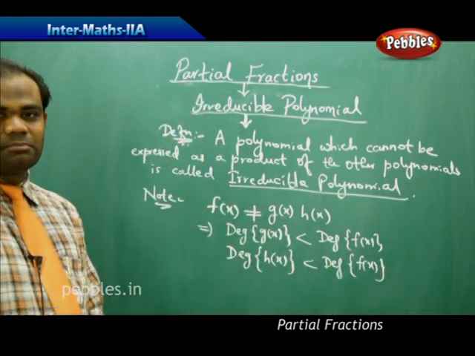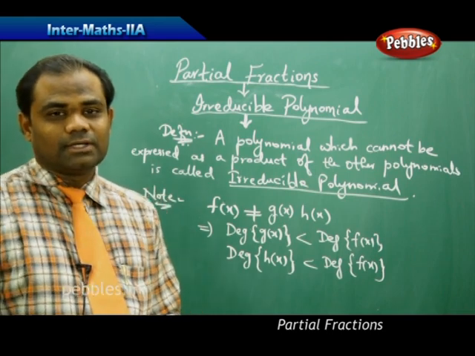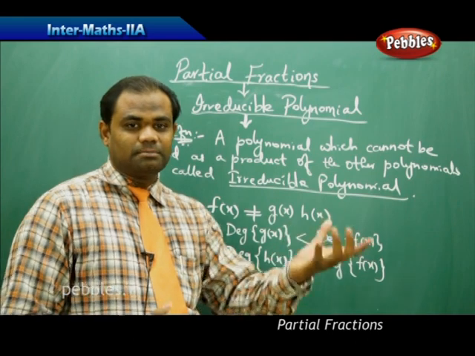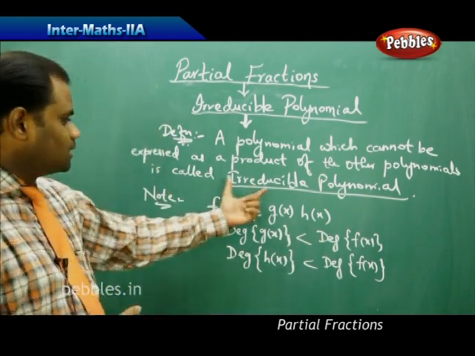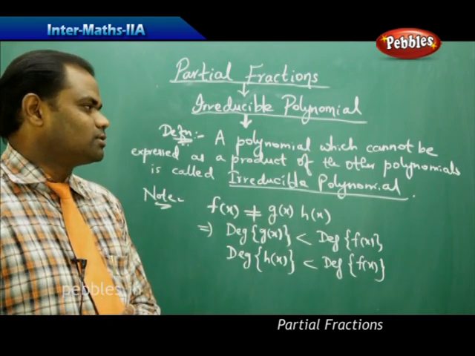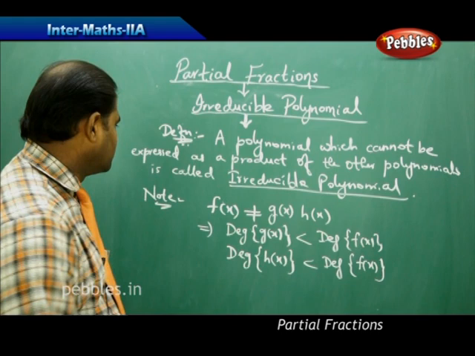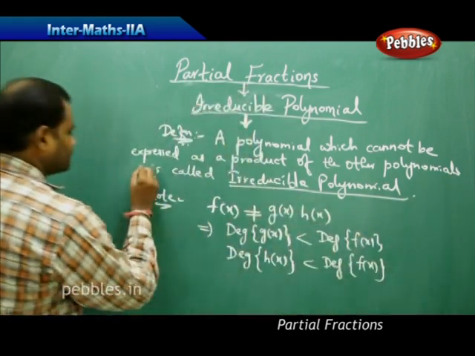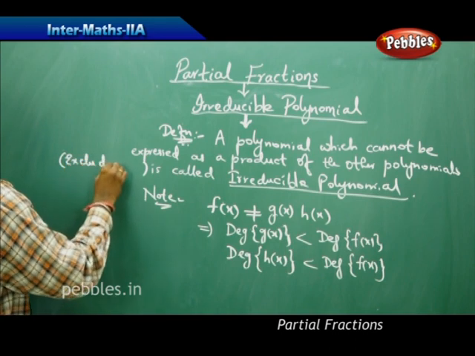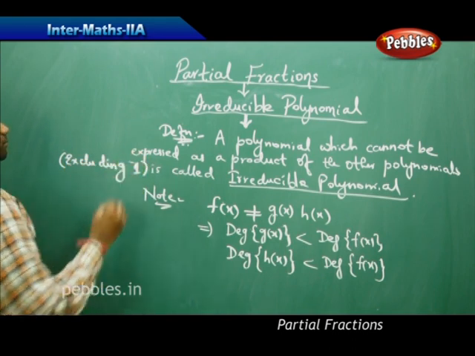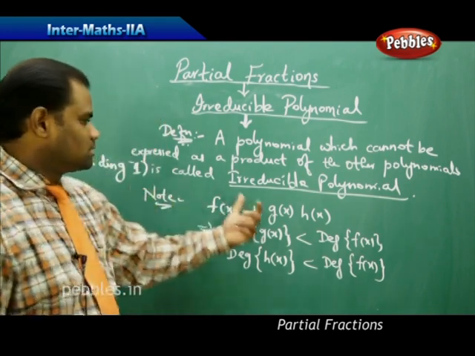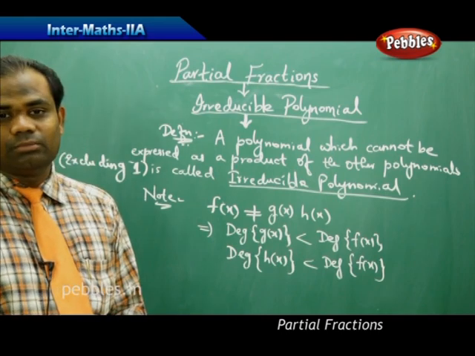And of course, the constant polynomials are always neglected because any polynomial can be multiplied with 1. So except the polynomial multiplied with 1, I consider those polynomials to be irreducible which cannot be expressed as a product of the other polynomials, where I can include here saying excluding 1, because 1 is a common factor for every polynomial. So this is how we define the irreducible polynomial.